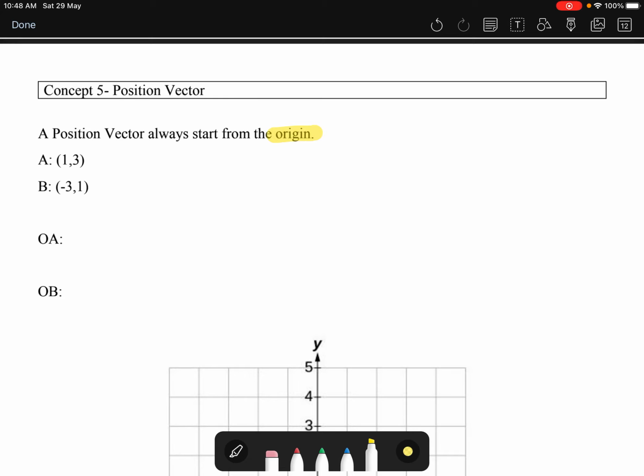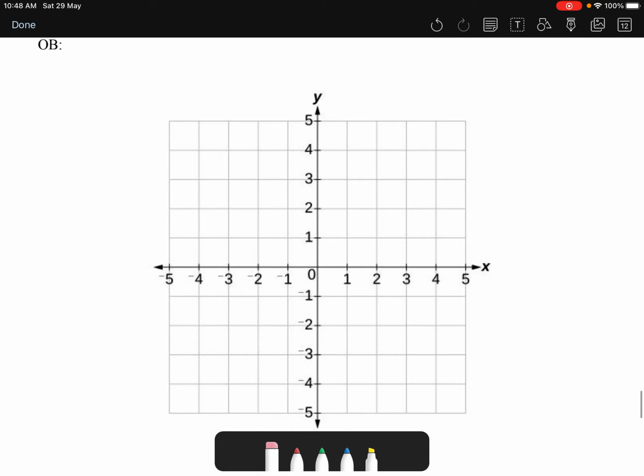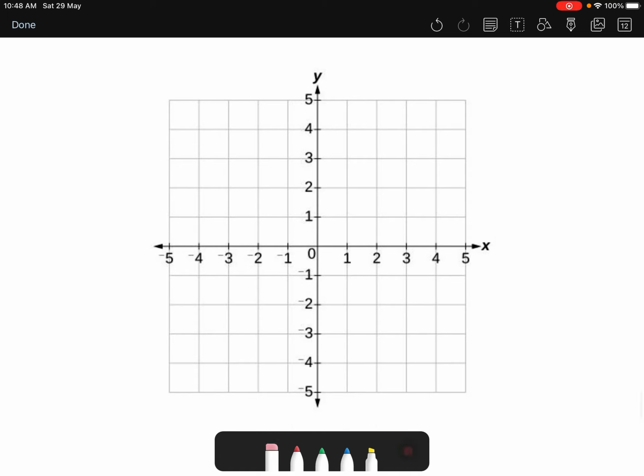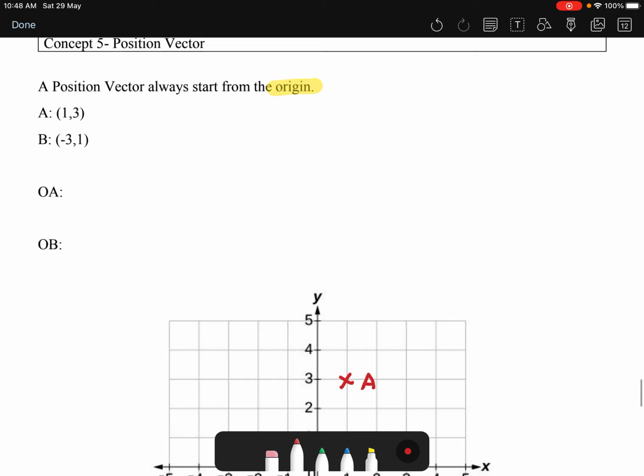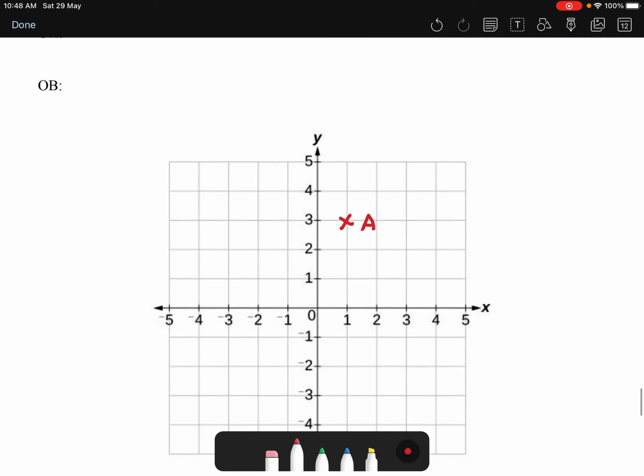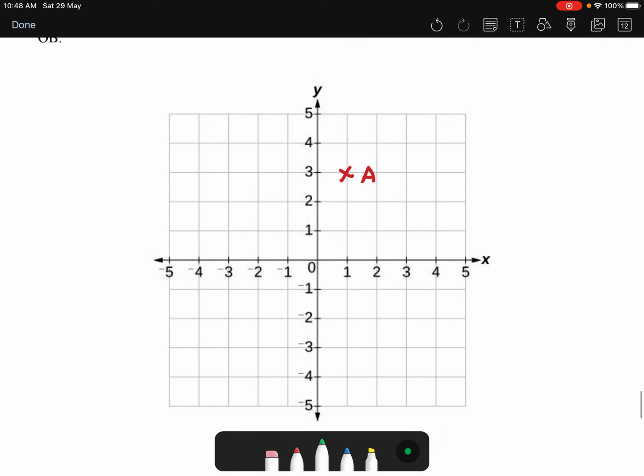coordinate system, right? So point A will be (1, 3). Right, so if I label (1, 3) in my Cartesian plane, it will be right here. So this is point A, where point A is (1, 3), and point B will be (-3, 1), right here. Alright, so how do I change these two coordinates to a position vector?